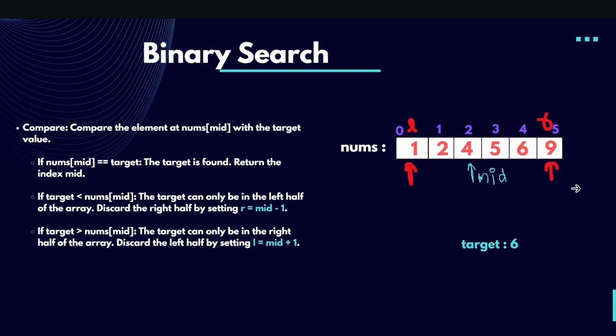So the next step that we are going to see, we are going to compare. Is mid equal to target? Is 4 equal to 6? No. This 4 is not equal to 6. The next step is, we are going to check whether the target element is less than nums of mid.